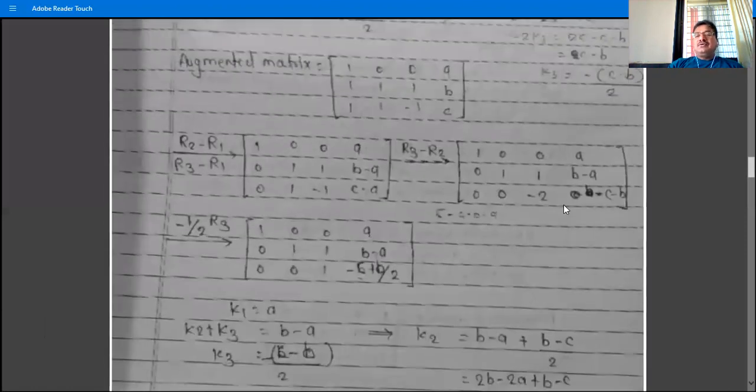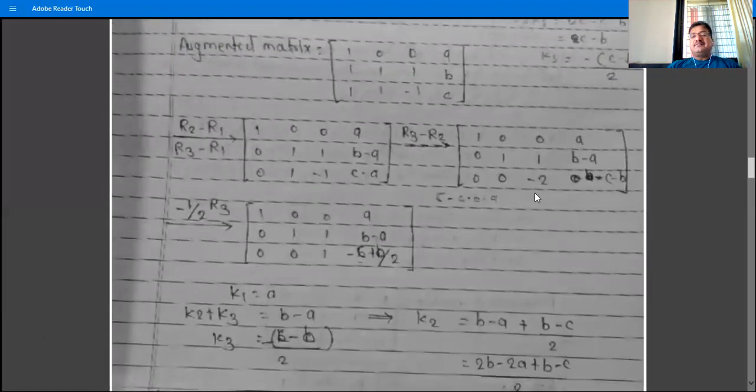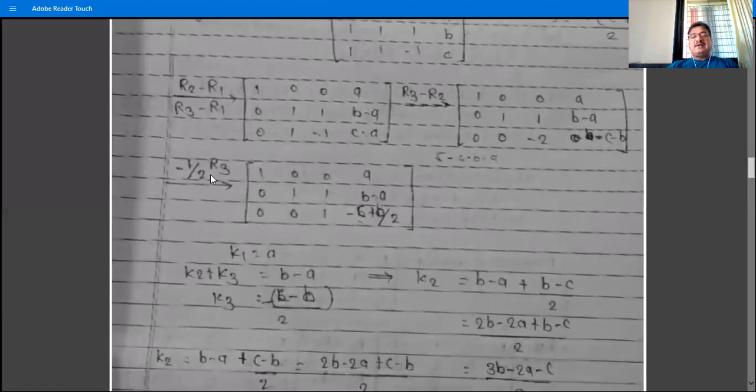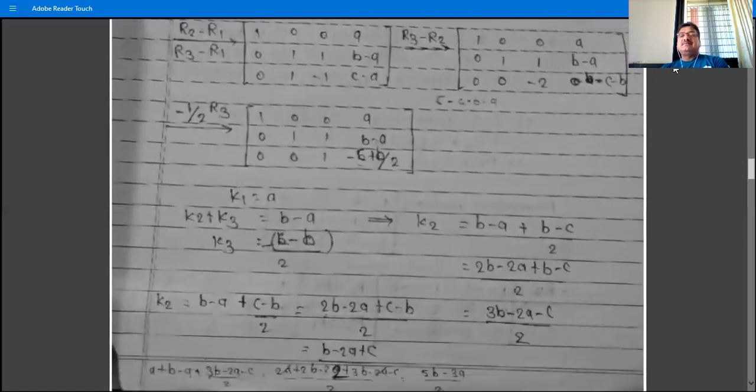And then we have to reduce this minus 2 as the element 1. So multiply R3 by minus 1 half. So we have the elements 0, 1, 0, 0, 1. And here we have minus 1 half into C minus B becomes minus C plus B divided by 2. If you absorb this minus sign, multiplying by minus 1 half, then we have minus C plus B divided by 2, or B minus C by 2.